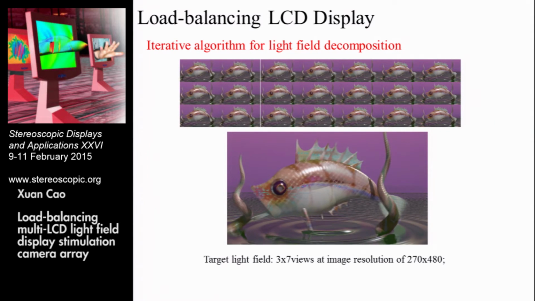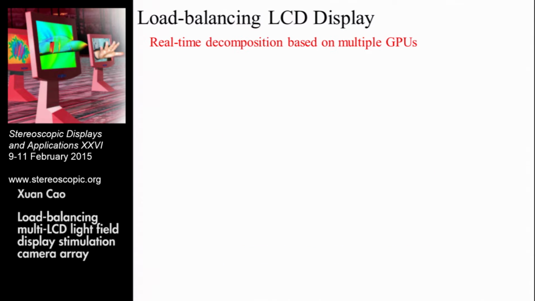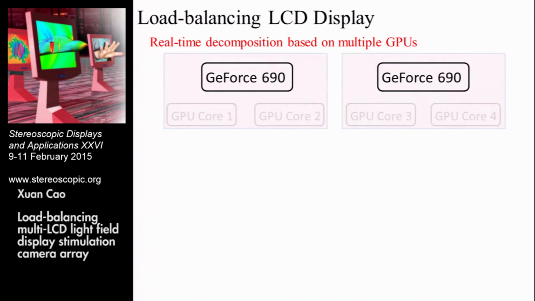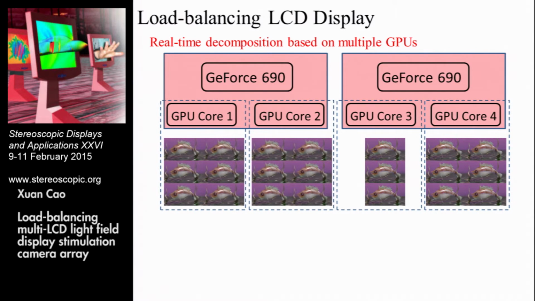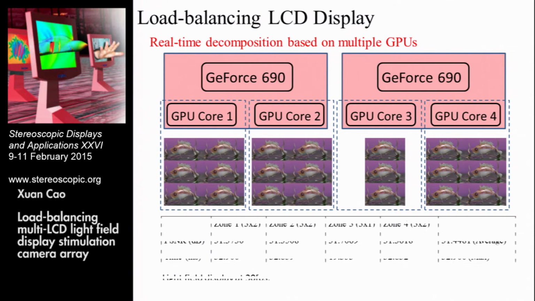We use a 7x3 light field to test our load balancing decomposition algorithm. This is the original light field. We use 2 display cards. The model of the display card is GeForce 690. And one display card has 2 GPU cores, so we have 4 GPU cores. And one GPU core is responsible for decomposing a subzone of the light field.